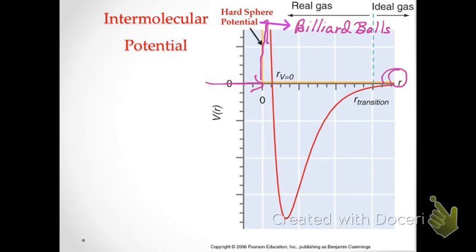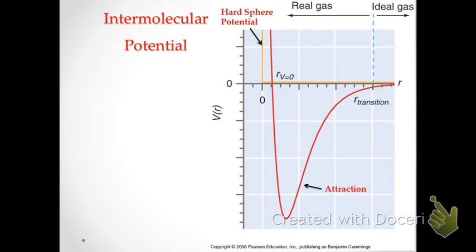This would be what you would expect for billiard balls. At large distances, the billiard balls, of course, don't interact with each other, and when they collide, boom, they can't get any closer than that. So this is what we expect for the kinetic theory of gases, that we have this infinite potential when r is equal to 0 for these billiard balls. Now, that of course is not reality.